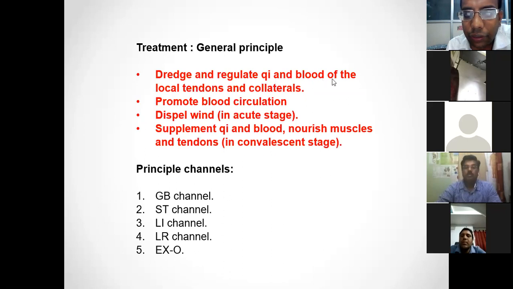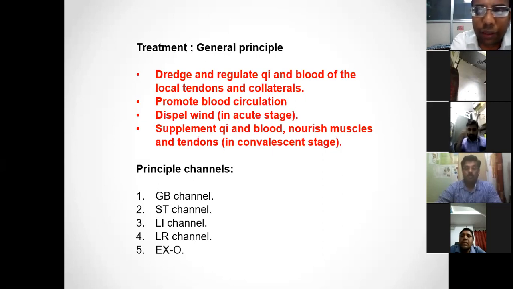Treatment: regulate the Qi and blood of the local tendons and collaterals, promote blood circulation, dispel wind, supplement Qi and blood, and nourish the muscles and tendons. So what is your treatment protocol? Regulate Qi and blood in the local tendons, improve the blood circulation, and dispel the wind. You have to remove the pathogen from the body and supplement the Qi and blood. So you have to give diets and herbs which improve the blood energy and nourish the muscles and tendons.